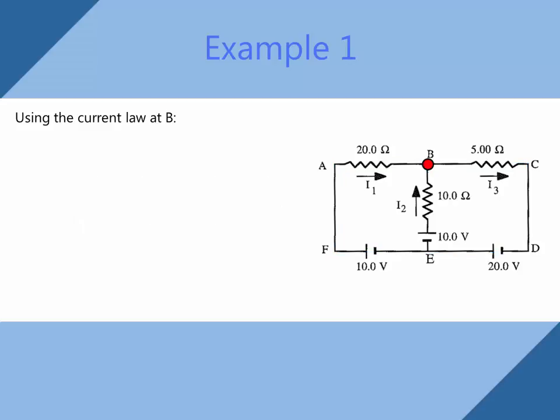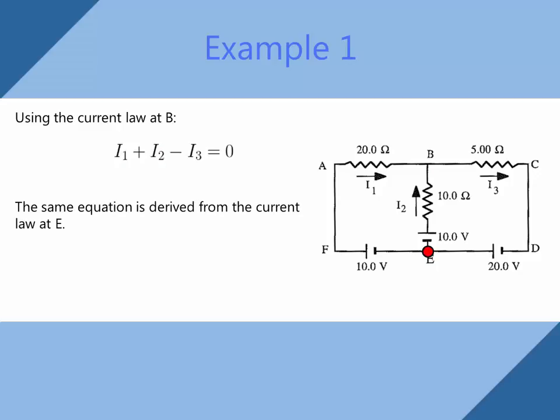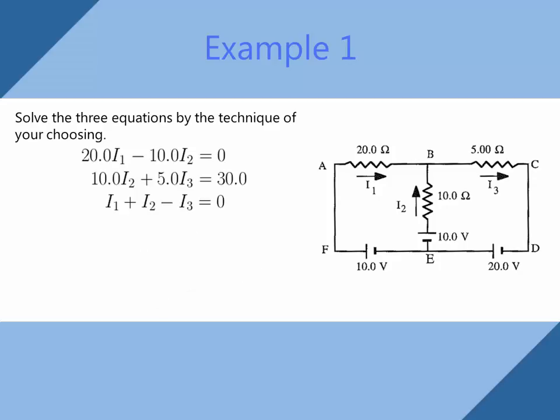We need one more equation to account for our three unknowns. Using the current law at B, we notice that I1 and I2 are entering the node, and I3 is leaving the node. If we consider point E, then we notice that we will end up with the same equation. I2 and I1 are leaving, and I3 is entering. Were we to multiply this entire equation by -1, we would end up with the same equation that we got for point B. Now that we have three equations, we can solve them using any technique we like.